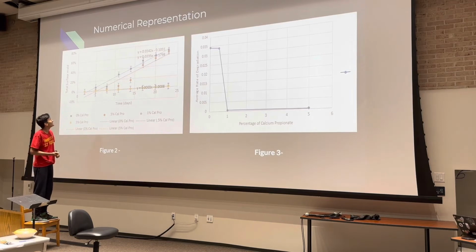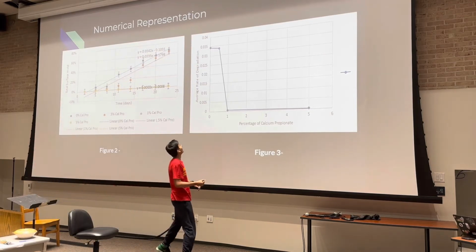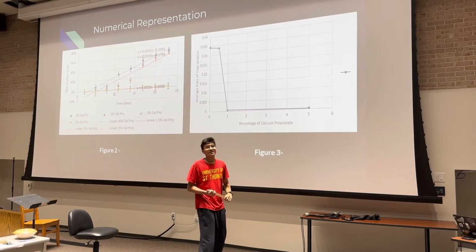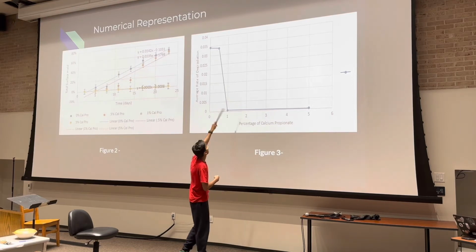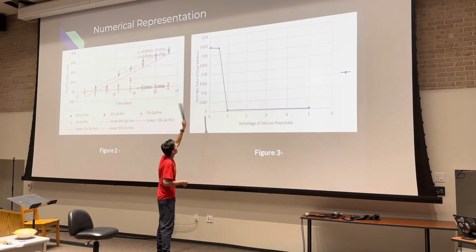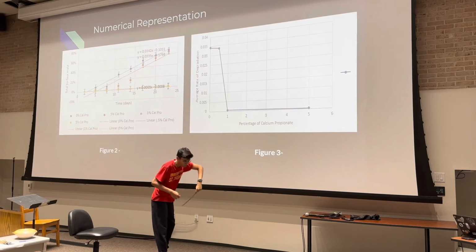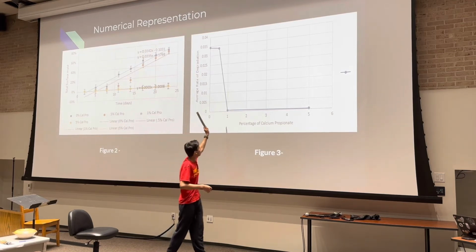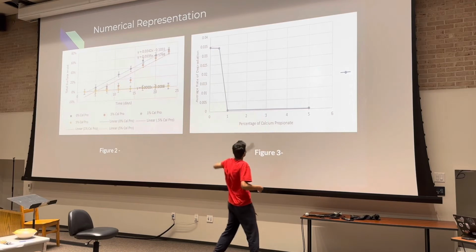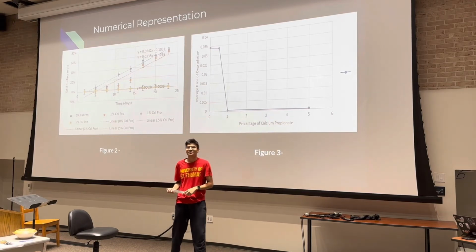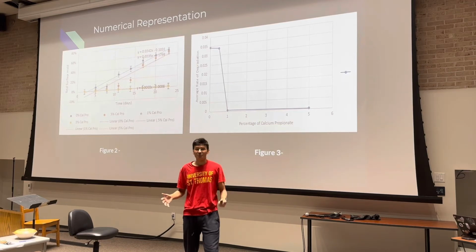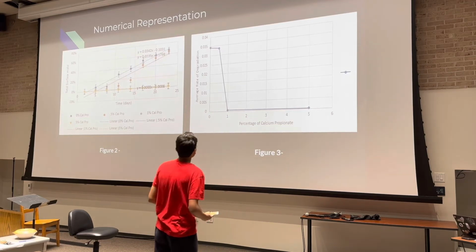Okay, and over here is our average rate of degradation per percentage of calcium propionate. So we have 4 data points here. You can obviously see the 0% and the 0.5% have way higher numbers than the 1% and the 5% calcium propionate, which means that the 1% and 5% calcium propionate helped block mold a lot better than when it was just 0.5% or 0%.